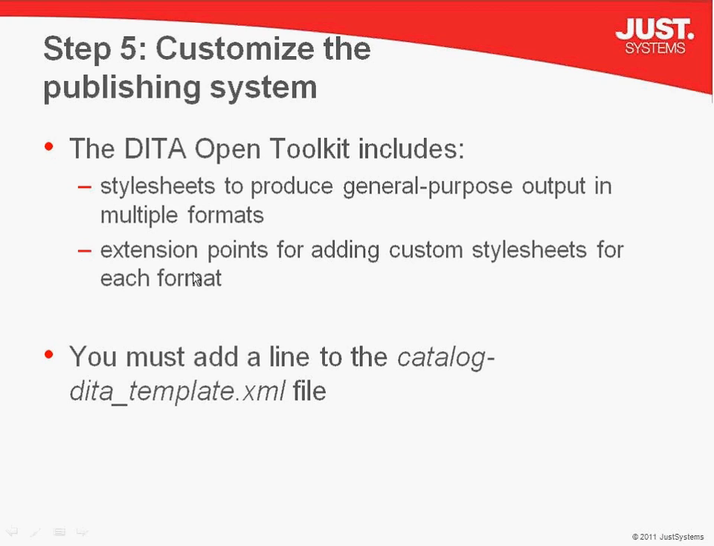So with these extension points, you can build your plugin to add custom style sheets to each format. And you can also use these extension points to add different formats for generating output, and there's some really cool work that's been done with that. So you can use extension points for adding custom style sheets, and one minimal thing you need to do one way or the other is that there's a file called the catalog DITA template.xml file that's at the root of the toolkit, and you do need to add a line there to say that you've got a specialized DTD and to tell the system where that specialized DITA DTD is.